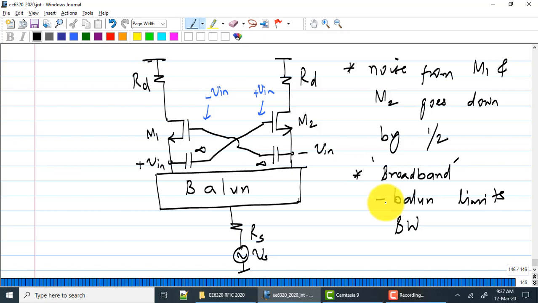Any questions about this gain boosted common gate LNA? Okay, very good. Quick question before we move ahead. I have a single-ended LNA and I just build a pseudo differential LNA from that. All of you understand what that means, right? I have a single-ended LNA. I'm going to make a copy of that, put a balun up front, put an ideal balun up front.